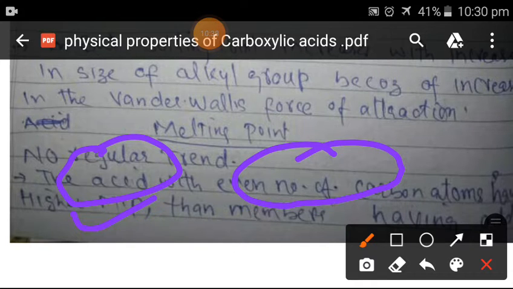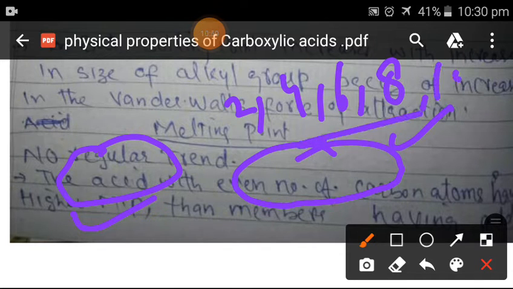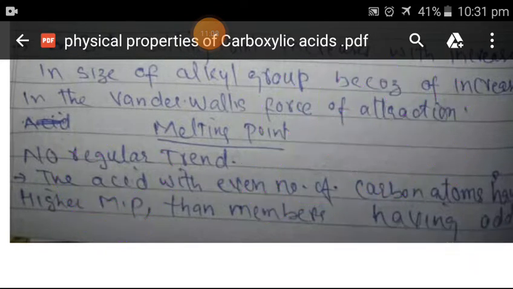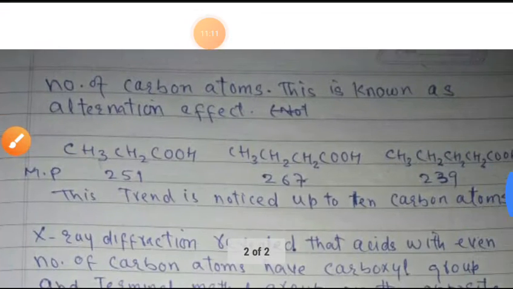So you must remember that carboxylic acid molecules having an even number of carbon atoms, that is 2, 4, 6, 8, 10, etc., have a higher melting point as compared to molecules having an odd number, for example 3, 5, 7. Clear? So here we will see the reason behind this.